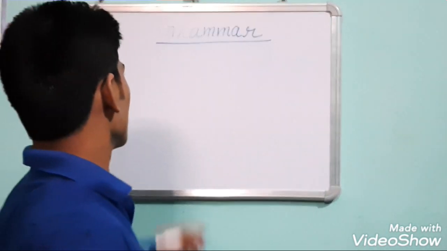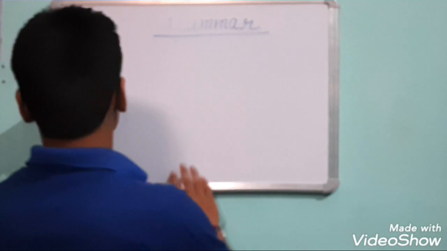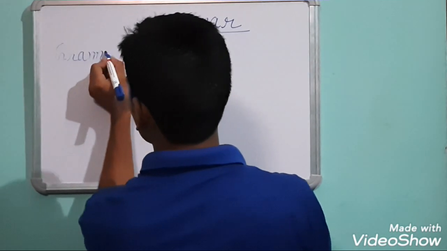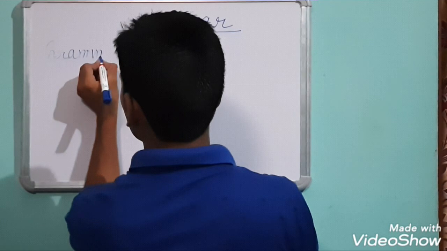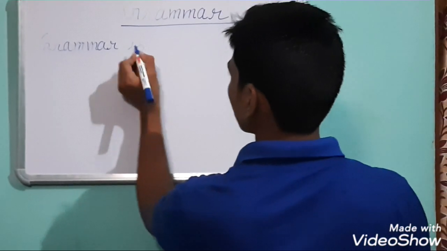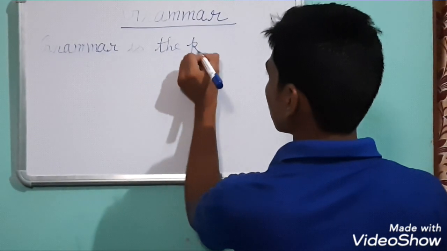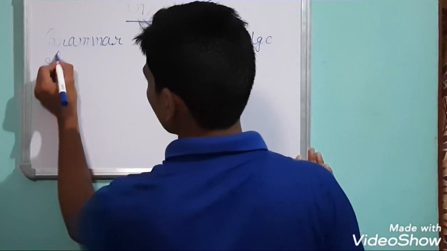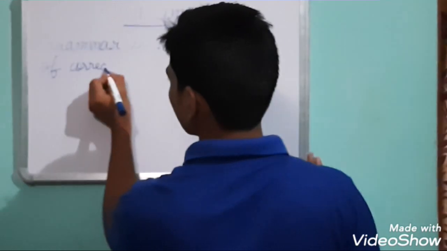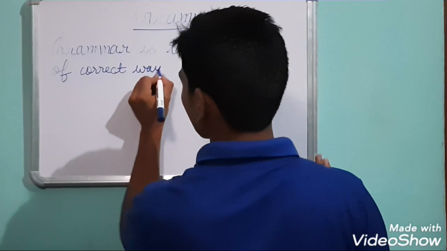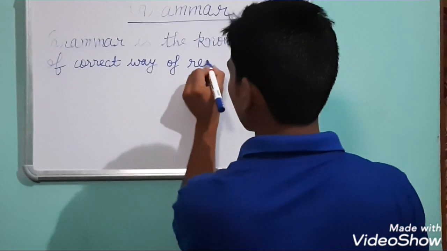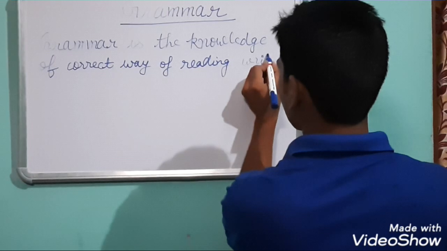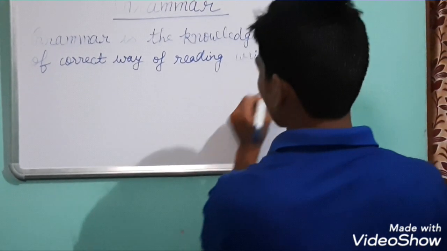What is the English grammar? Grammar is the knowledge of the correct way of reading, writing, and speaking.